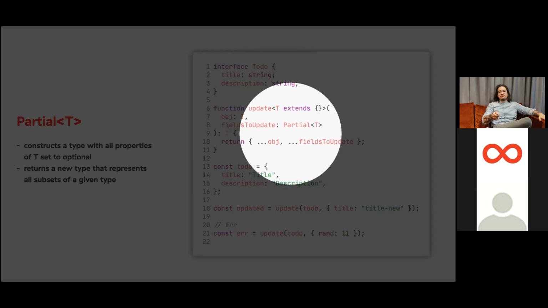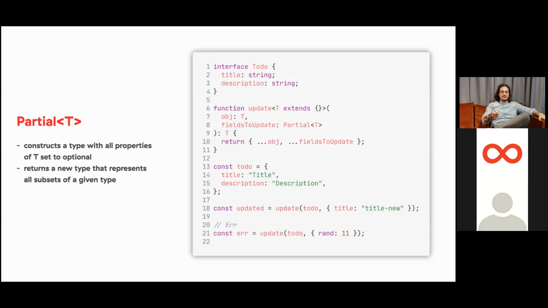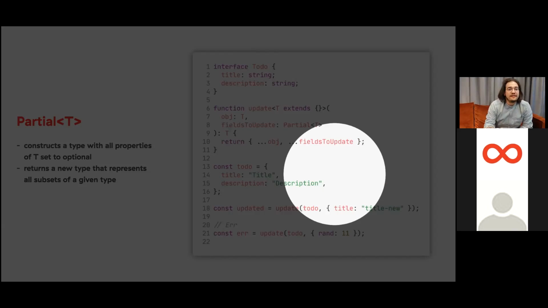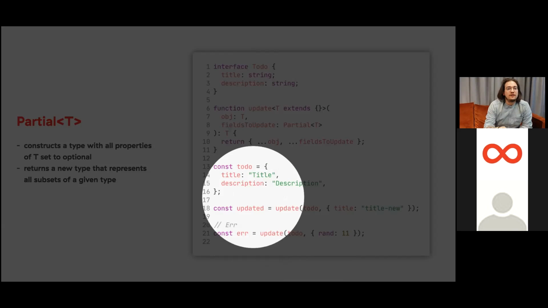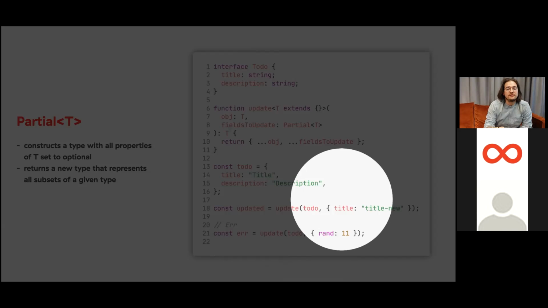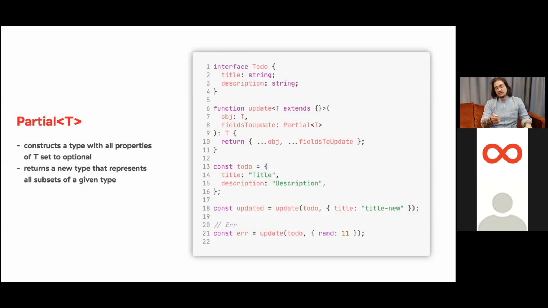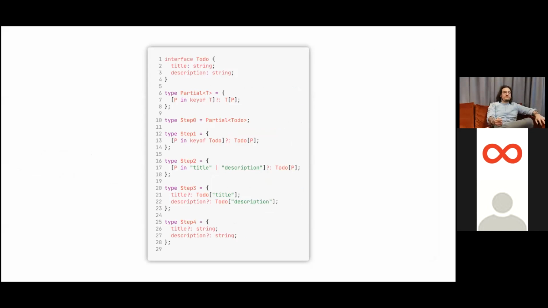And so what we do in the function is we just destructure all the properties. And now we create our todo object and we update it. So basically Partial is interesting because we'll try to desugar it now, because it makes all of our properties optional. So we can get a Todo interface, and what we get back is another type that has both title and description as optional. So this is what the definition of Partial looks like in the source of TypeScript.